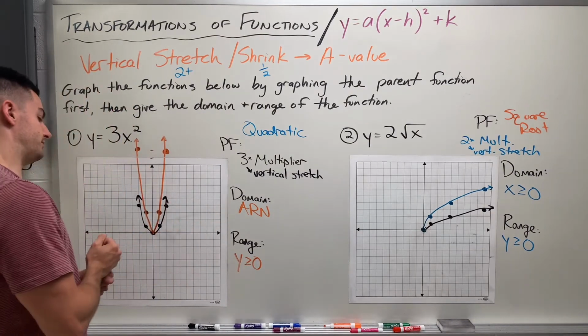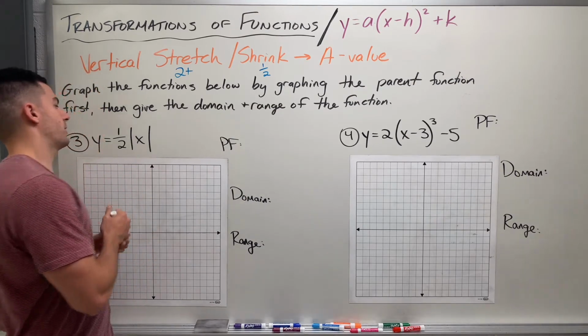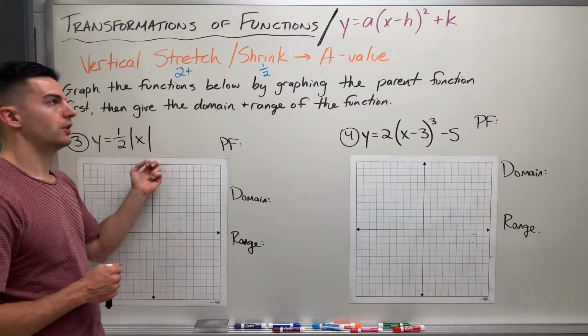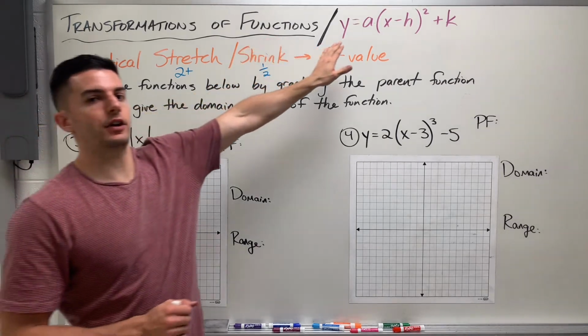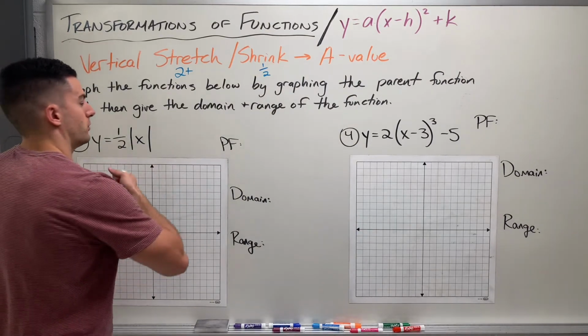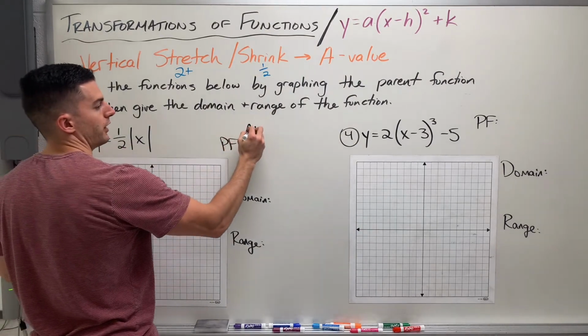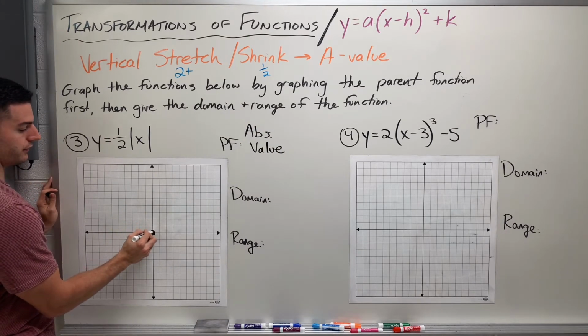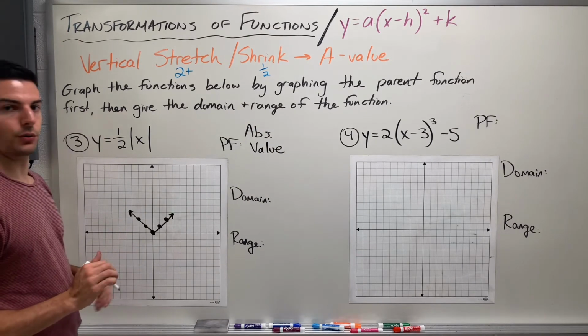So here we go. Alrighty, we've got 3 and 4 drawn up here. So y equals 1/2 times the absolute value of x. Okay, and again, that's characteristic of the a value, that it's outside of a group with the x like this. So again, first we start with our parent function, which is absolute value. And again, drawing that, start in the middle and then make your V shape like so.